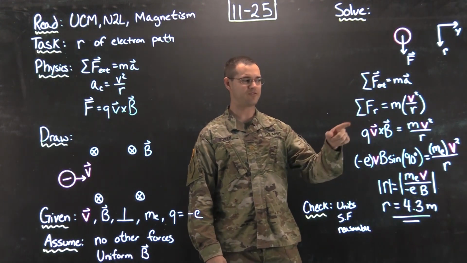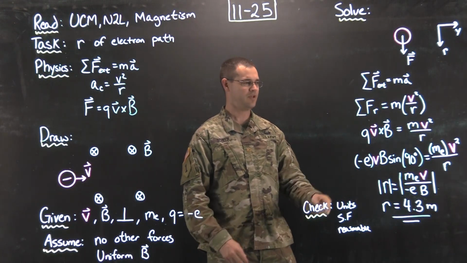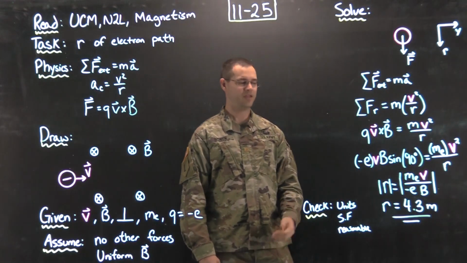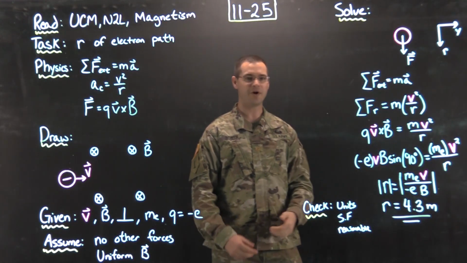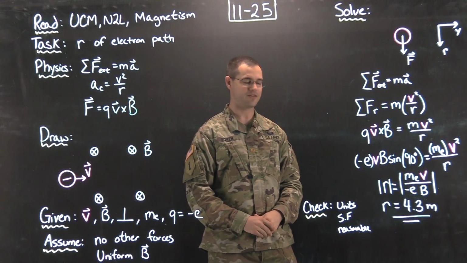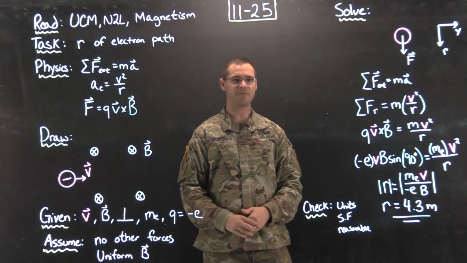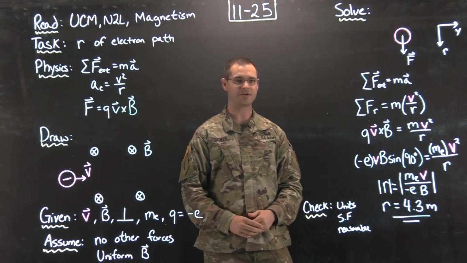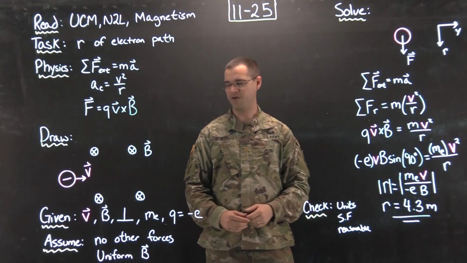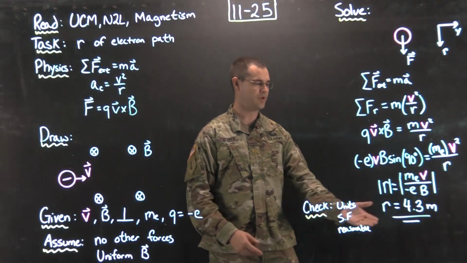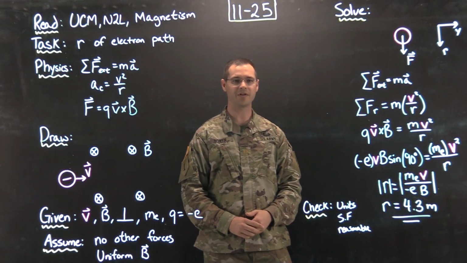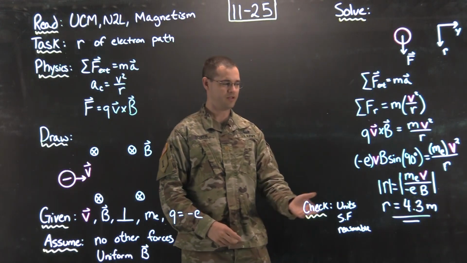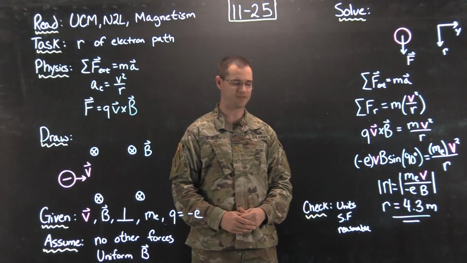Now when we take the magnitude of our cross product in the Lorentz force, and we substitute in the charge and the mass of our electron, we can then write a total expression for Newton's second law in this case. And then we can simplify and solve for the radius of our electron in an algebraic expression. Once we substitute in all of our given variables, then we can evaluate that the radius of our electron is 4.3 meters.